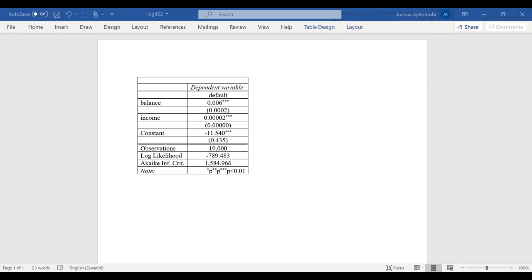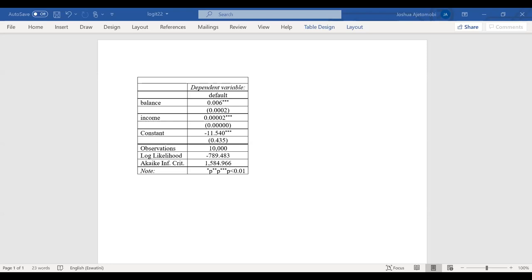Now you have 1.005 for balance and 1.0002 for income. So these are the odds ratios now. This is how balance affects the likelihood, not the log likelihood now, of default.